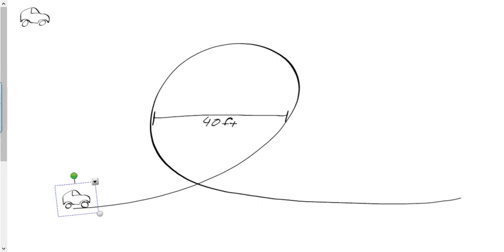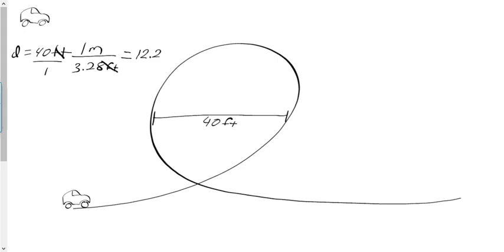So I'm going to take the diameter, which is 40 feet, and convert it into a metric measurement. There are 3.28 feet in 1 meter. Feet will cancel, and we're left with meters, and this will give us 12.2 meters. Of course, we really care about the radius, so that means the radius is 6.1 meters.